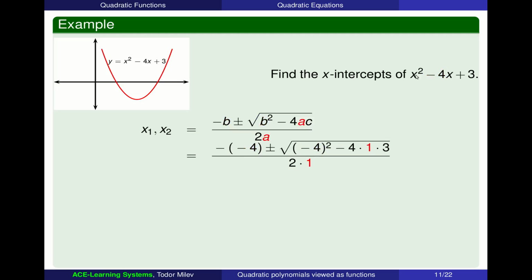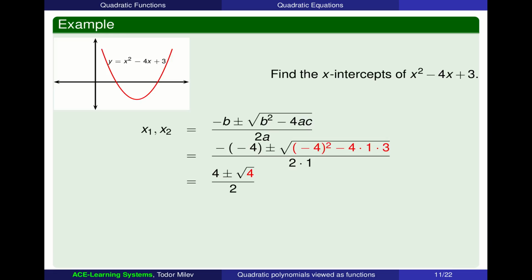a is equal to 1, right? So here I'm having 1 times x squared. That's what I'm having here. So a is equal to 1, because once again, when I have x squared, it's the same thing as 1 times x squared. And finally, c is equal to plus 3. So that's what I'm having there. Now, minus negative 4 is plus 4.